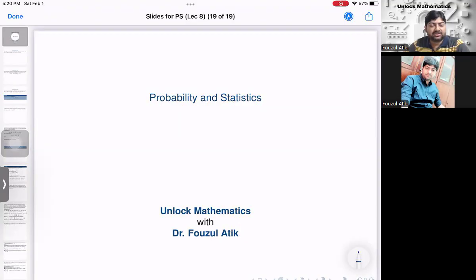So in the previous lecture, we talked about the multiplication rule, which is related to conditional probability. We solved a couple of examples. In today's class, we'll start with independent events.